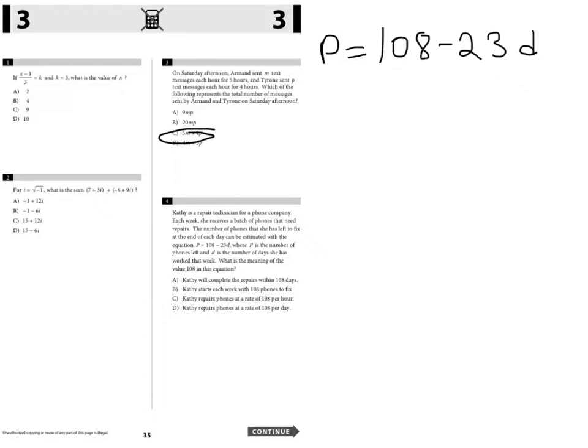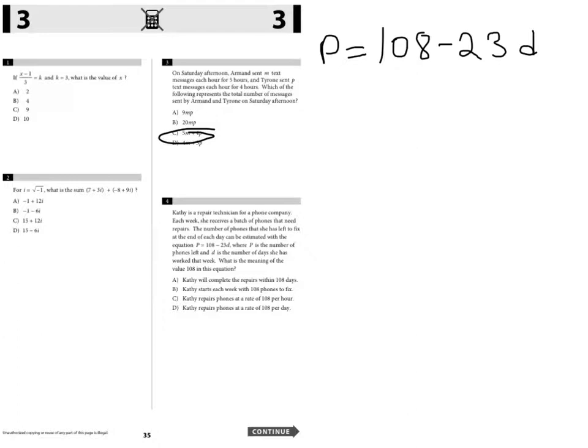Alright, let's look at number 4 now. Kathy's a repair technician for a phone company. Each week she receives a batch of phones that needs repairs. The number of phones she has left to fix at the end of the day can be estimated with the equation P equals 108 minus 23D, where P is the number of phones left and D is the number of days she has worked that week. What is the meaning of the value 108 in this equation?